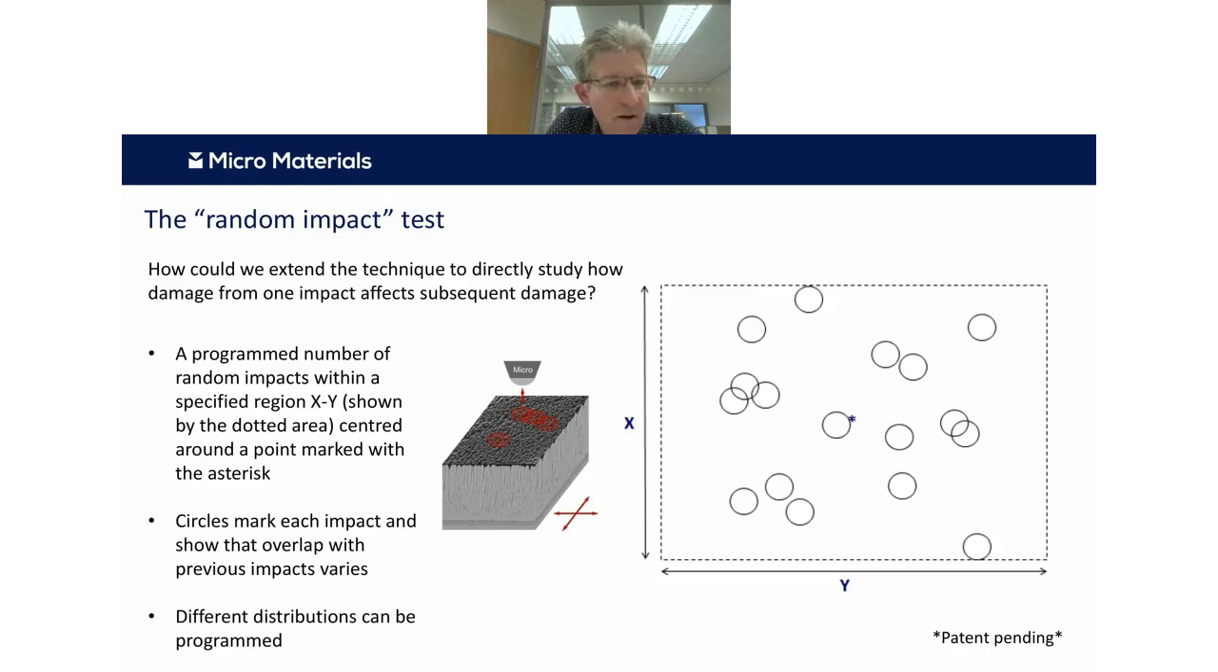So we've achieved that by, in software, generating a programmed number of random impacts within a specified region, any region that we like, and we can choose how many impacts we want. We can choose what type of distribution of impacts within that region, whether it's a totally even probability of any position, or whether we want a sort of Gaussian distribution where the probability is higher nearer the center. So we have complete flexibility, and this allows us then to look at these impact processes a little bit more accurately.